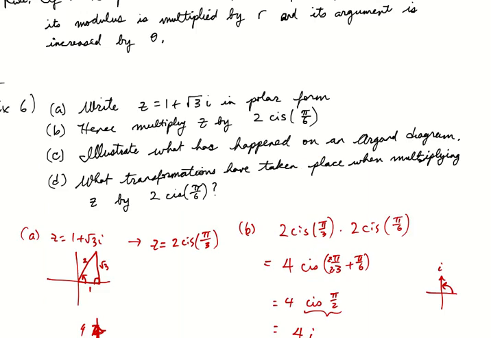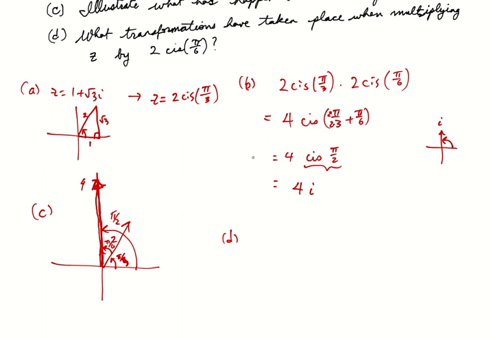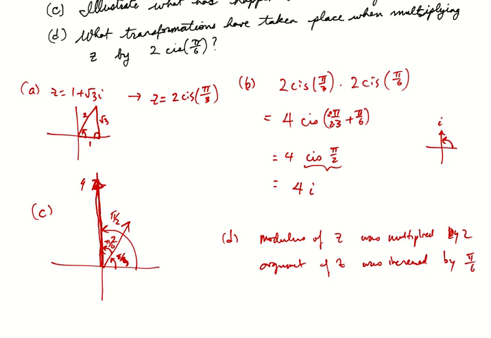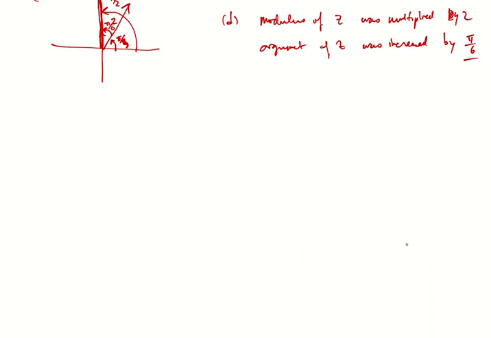Okay, and then for part D, what transformations have taken place? So now it's just saying what's happening in words. You could say the modulus of z was multiplied by 2, so doubled, and then the argument of z was increased by, sorry, my handwriting is kind of messy, by pi over 6. Okay, so that would be making sense of what's happened here. All right.